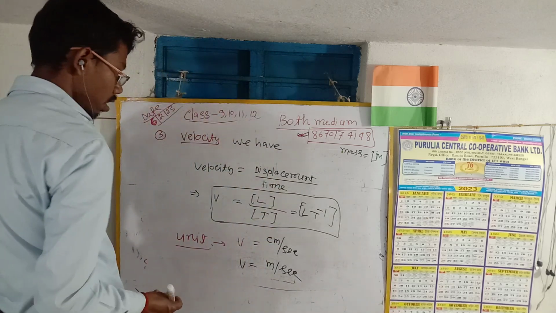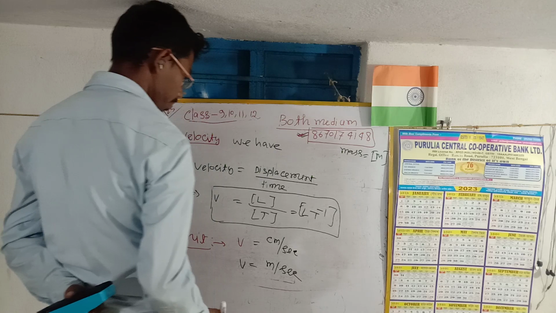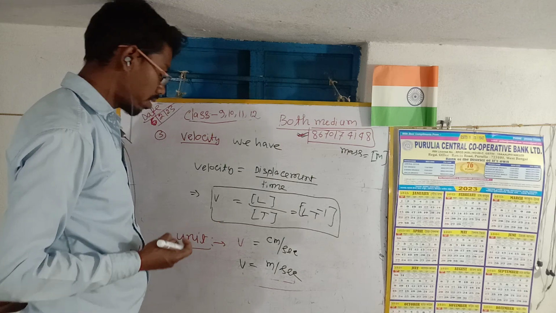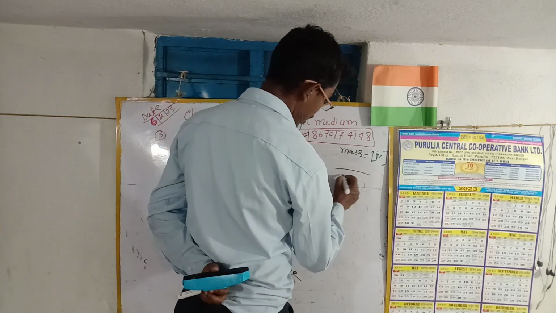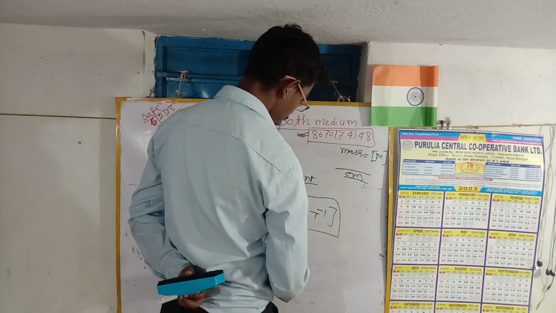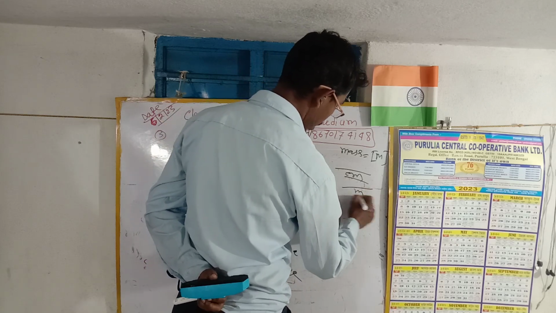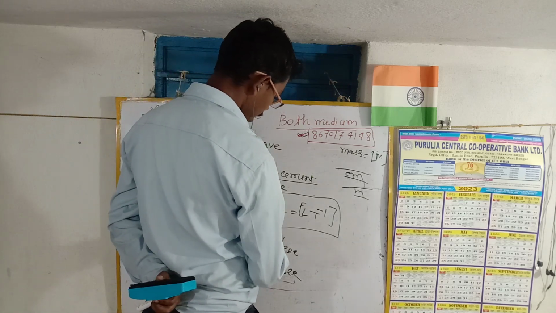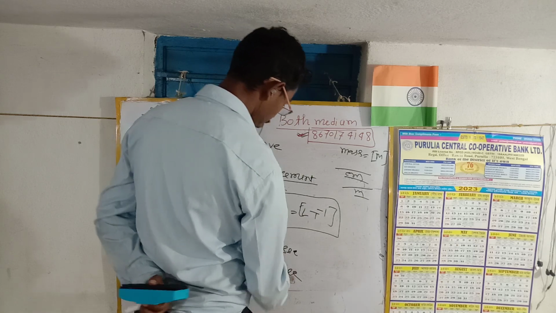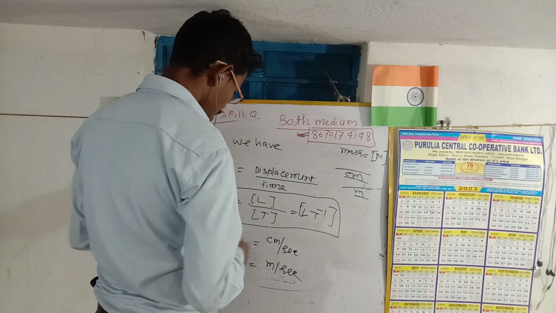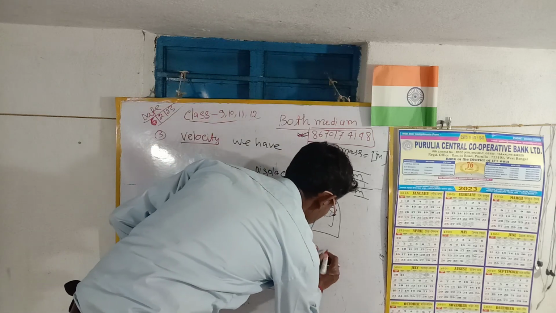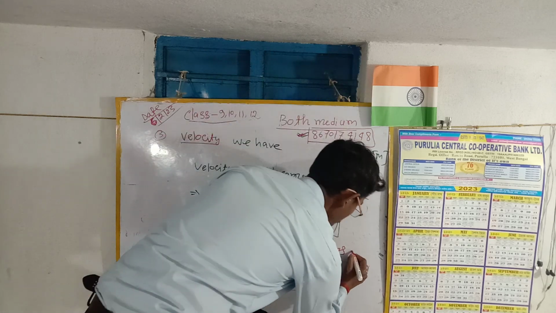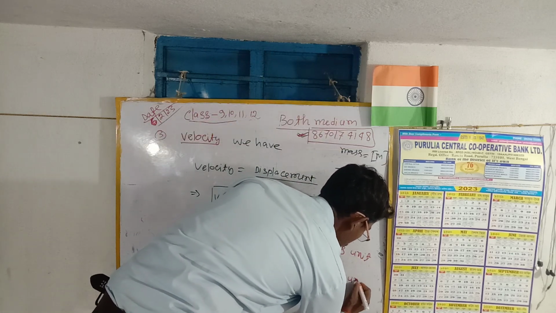This is simple. Put the relation here. Any distance unit in CGS is centimeter, and in SI is meter. So the displacement unit is centimeter, time is second. So centimeter per second, meter per second. This is the CGS unit, this is the SI unit.